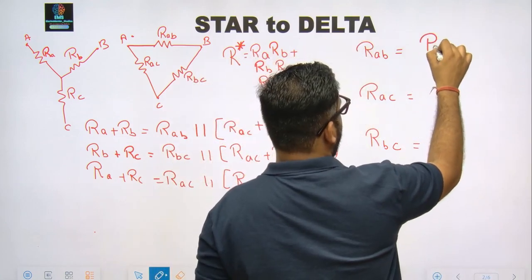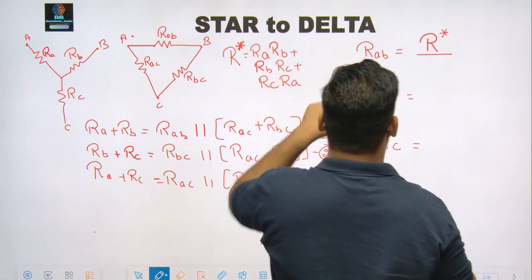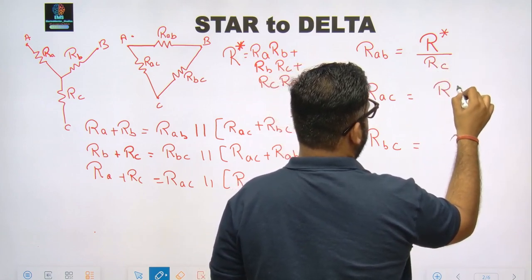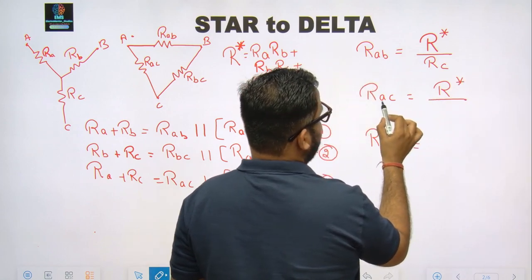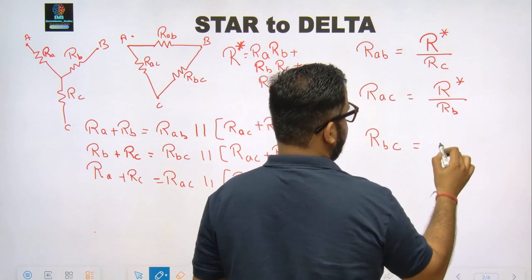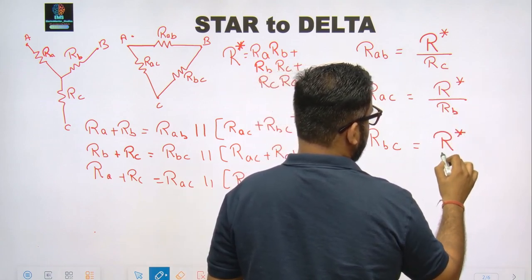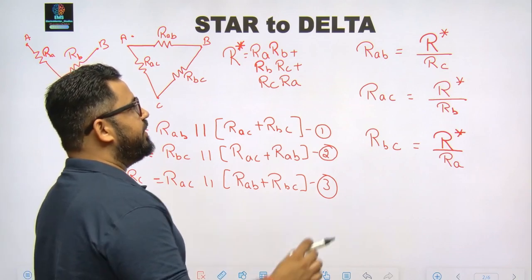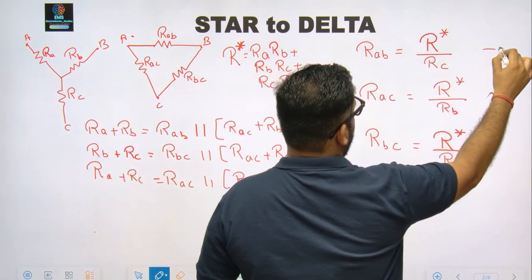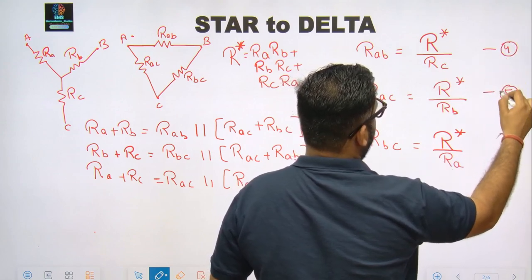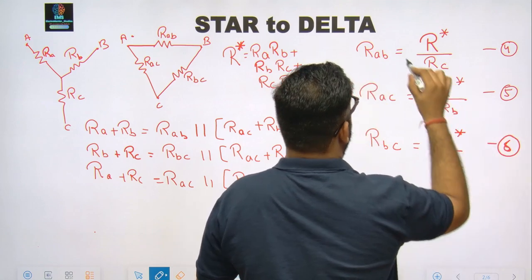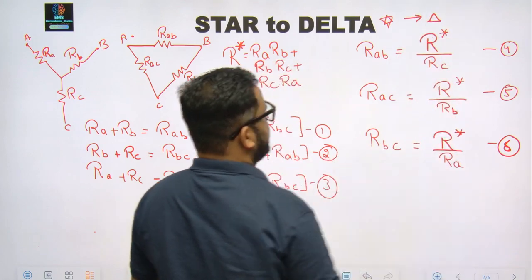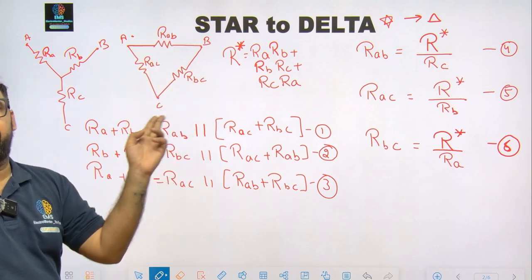So what would be my RAB? My RAB would be R star divided by what is missing? C is missing, divided by RC. What would be my RAC? RAC would be R star, A and C are here. What is missing? RB. And here it is R star, what is missing? RA. So this is the simplest way to remember. So this is my equation number 4, equation number 5, and equation number 6. This is nothing but star to delta conversion. So I can always find all the values of this arm.